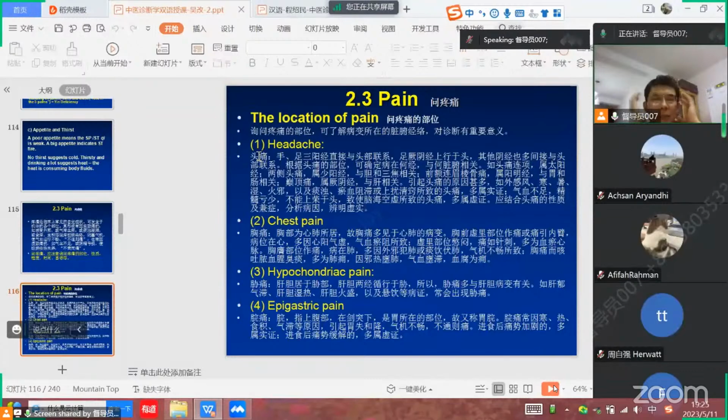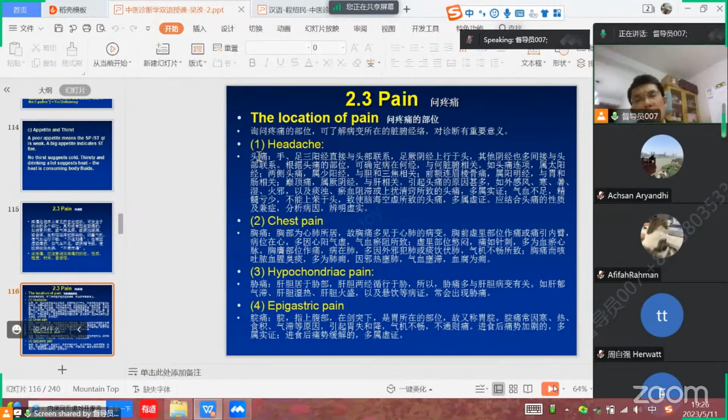And what else? Forehead, Yang Ming. Two sides, lateral, Shao Yang. And the back is Tai Yang. And then the top, wait a minute, the vertex here. The top is Jue Yin. Yes.